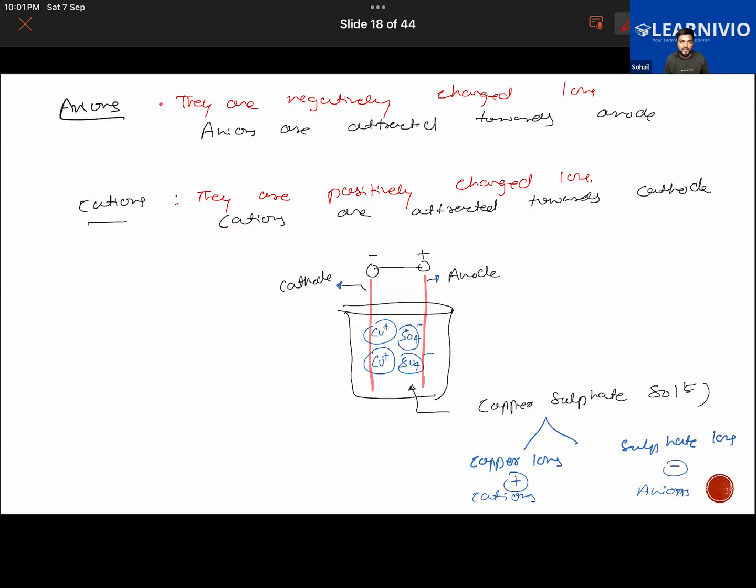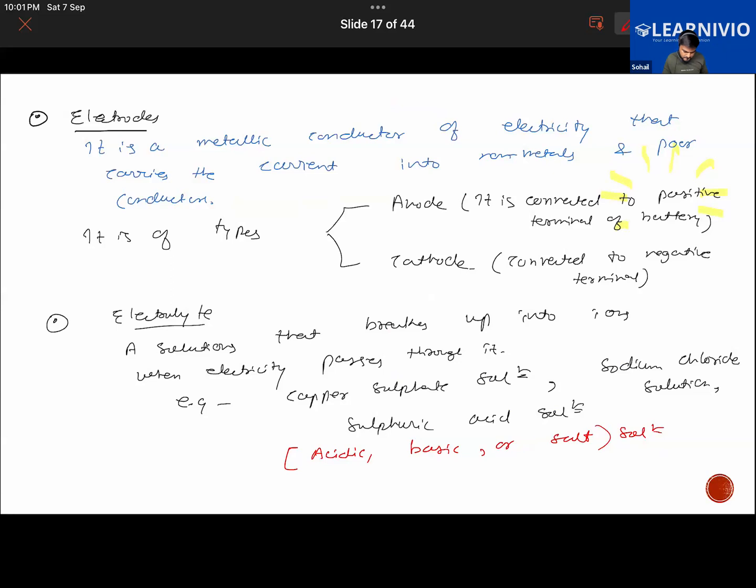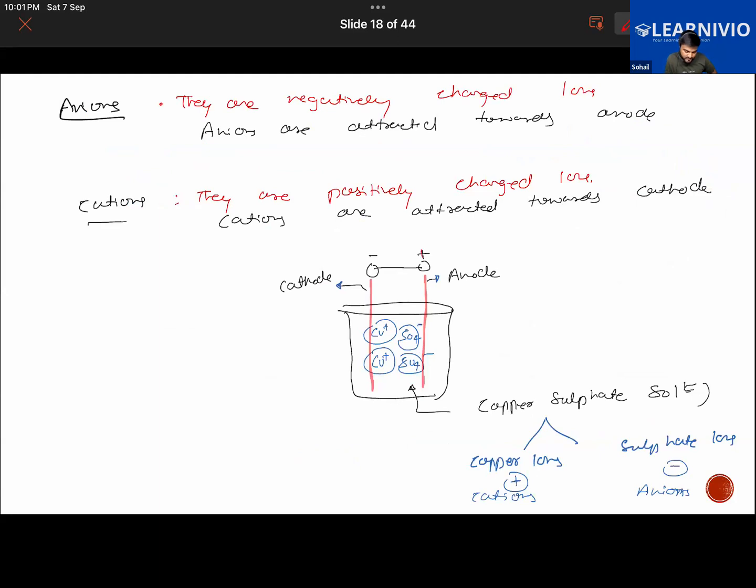Yes, the anode is positively charged. Here, see, the anode is connected to the positive terminal of the battery, so it is positively charged. The cathode is connected to the negative terminal. Here also I have marked the positive terminal sign, so this is the anode. In fact, it is easy to memorize: cations, cathode; anions, anode. So you can memorize it.